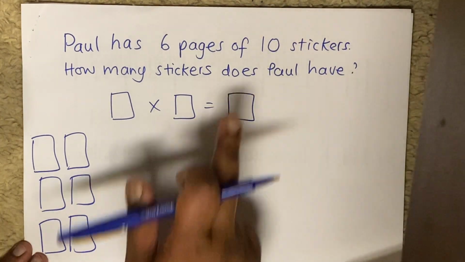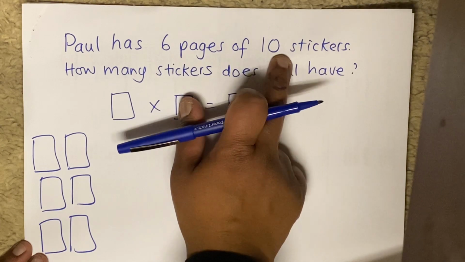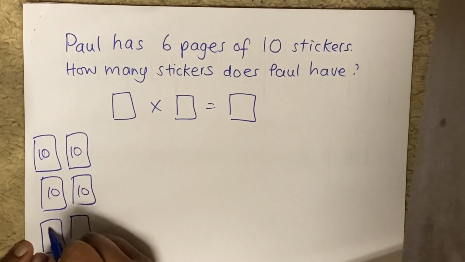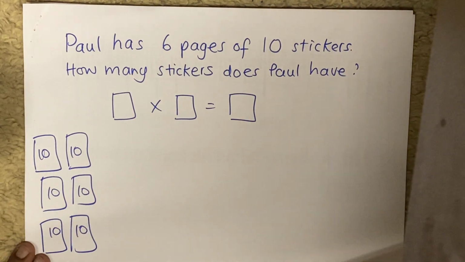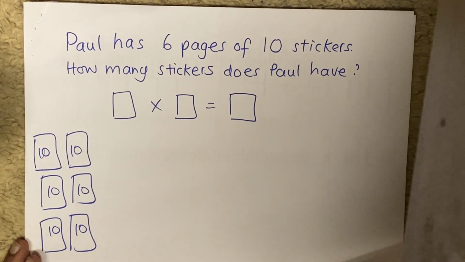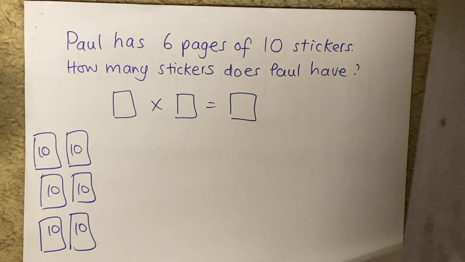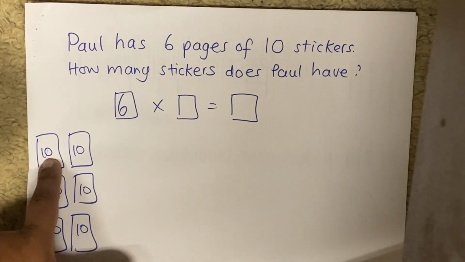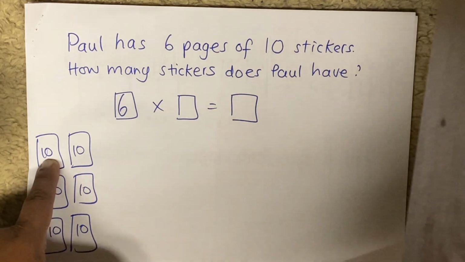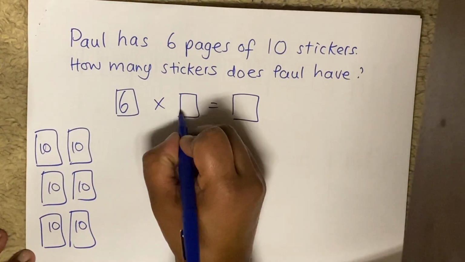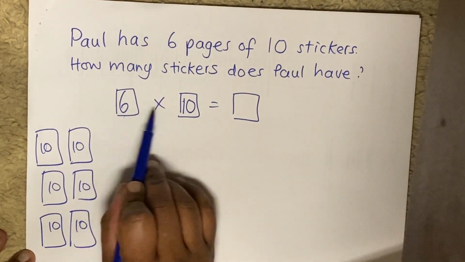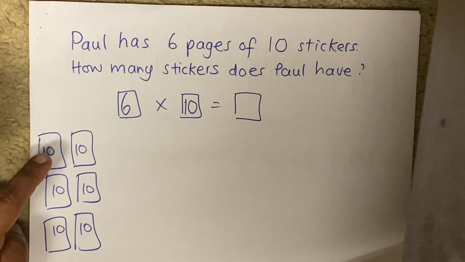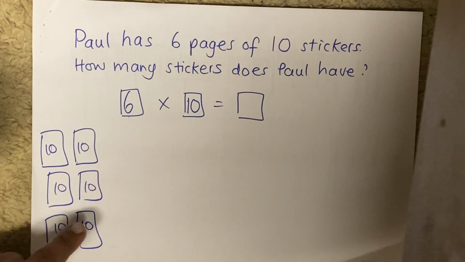And in each page, sorry, there are 10 stickers. So 10, 10, 10, 10, 10, and 10. How many stickers does Paul have? How many groups do you see? Exactly, 6 groups. And how many stickers in one group on one page? Well done, 10, which means 6 times 10. Now you can go, oh, I can count. 10, 20, 30, 40, 50, 60.